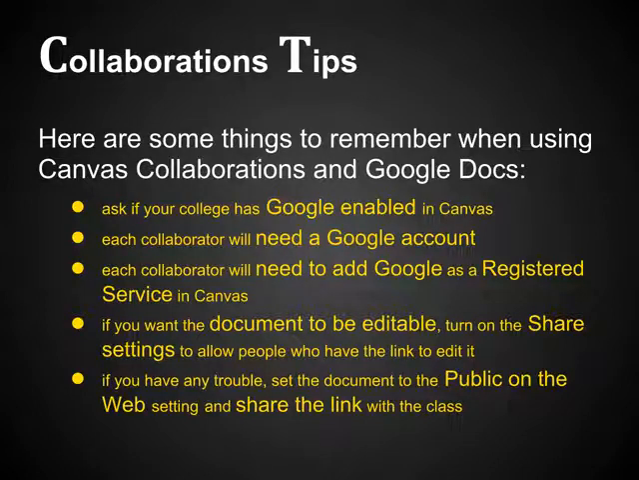Each collaborator needs to add Google as a registered service in Canvas. So that means you and all of your students. Each person needs a Gmail account and needs to go into their Canvas profile and add Google as a registered service. And you could make that a little Tegrity video recording. They could do that on their own before they come, or you could do it with them in the classroom.